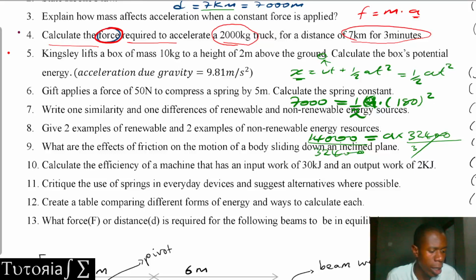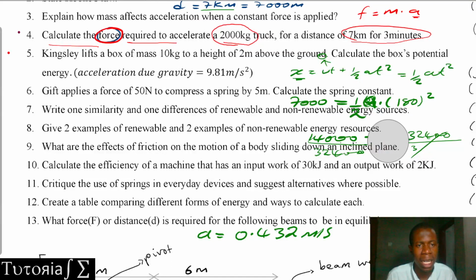14000 divided by, so that will give you 0. That will give you an acceleration of a equals 0.432 meters per second squared. So you have your acceleration.